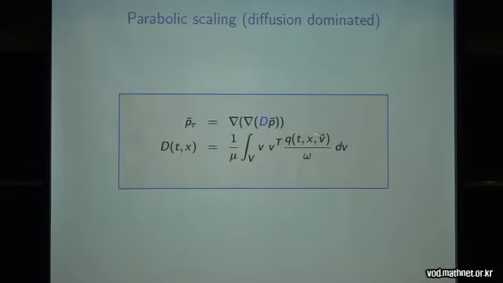Now this also has a meaning. Since q over omega is a probability distribution, then this is the second moment, or the variance-covariance matrix. So D is a variance-covariance matrix of q over omega.